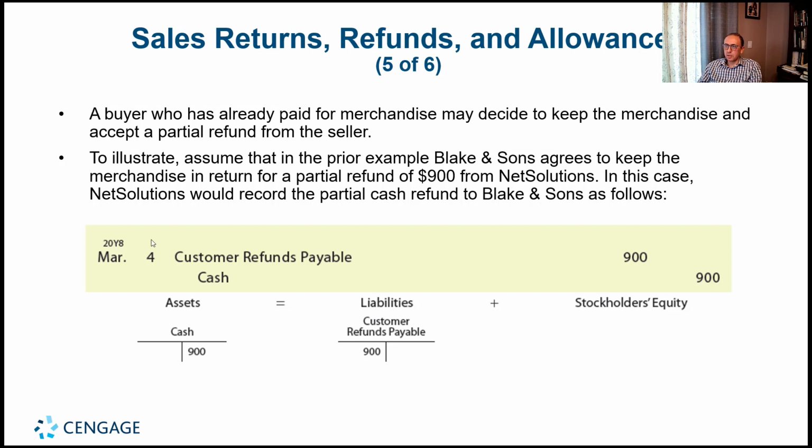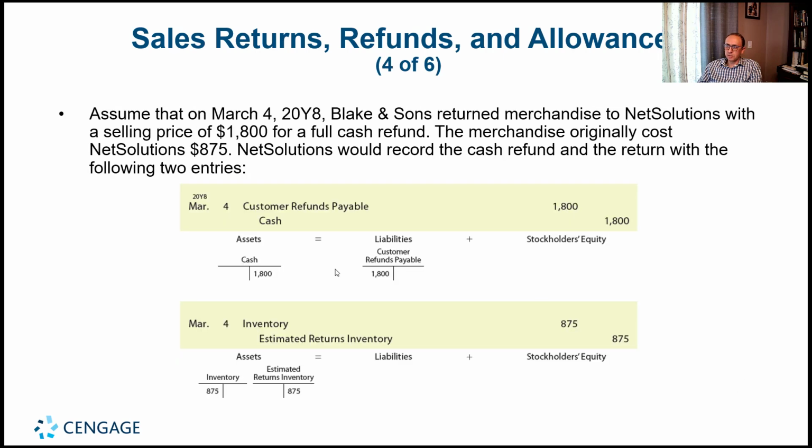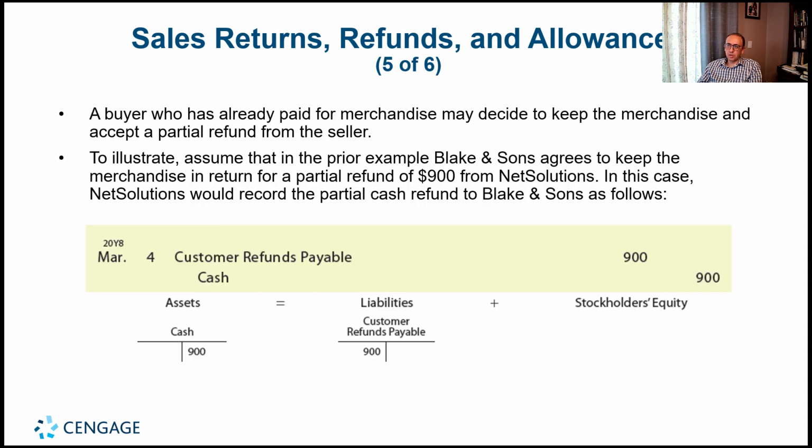We're going to debit customer refunds payable and we credit cash for the $900. Notice we didn't do the second journal entry related to inventory. I'll just go back one slide. See this estimated returns inventory? It's not there. Why is it not there? Because there was no inventory returned. So it's only the partial refund to the customer that was recorded.